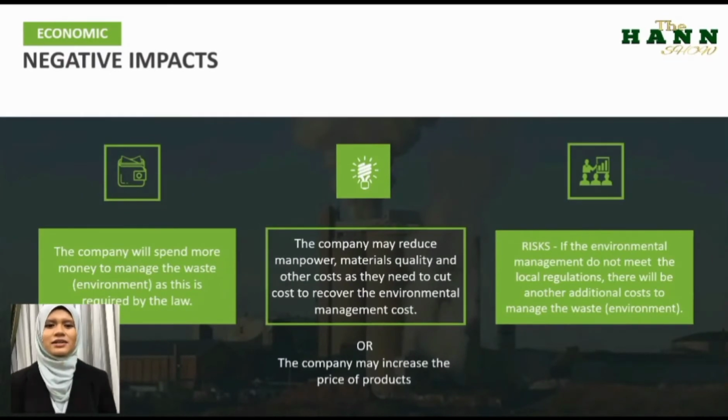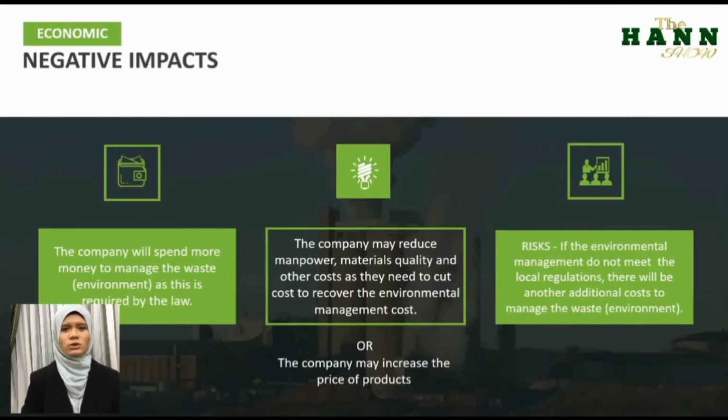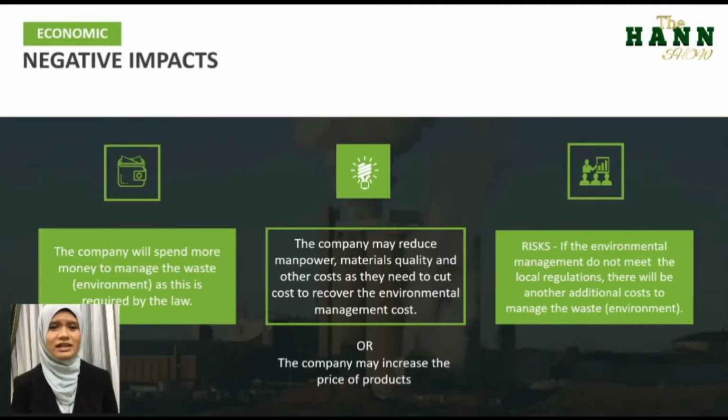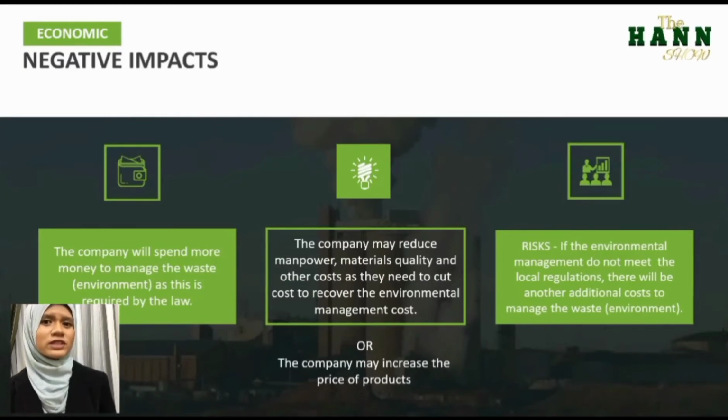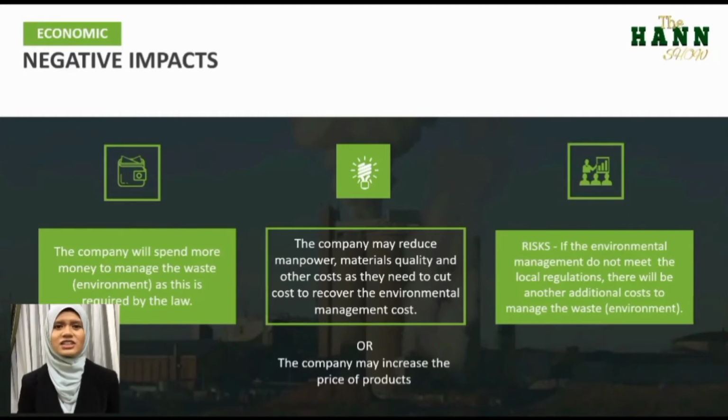The negative economic impacts are: number 1, the company needs to spend more money to manage waste. Number 2, the company may reduce the manpower and also material quality as they need to recover the environmental management costs, or the company may increase the price of the product to maintain the same profit. Number 3, if the environmental management does not meet the local requirement, the additional cost will be added.